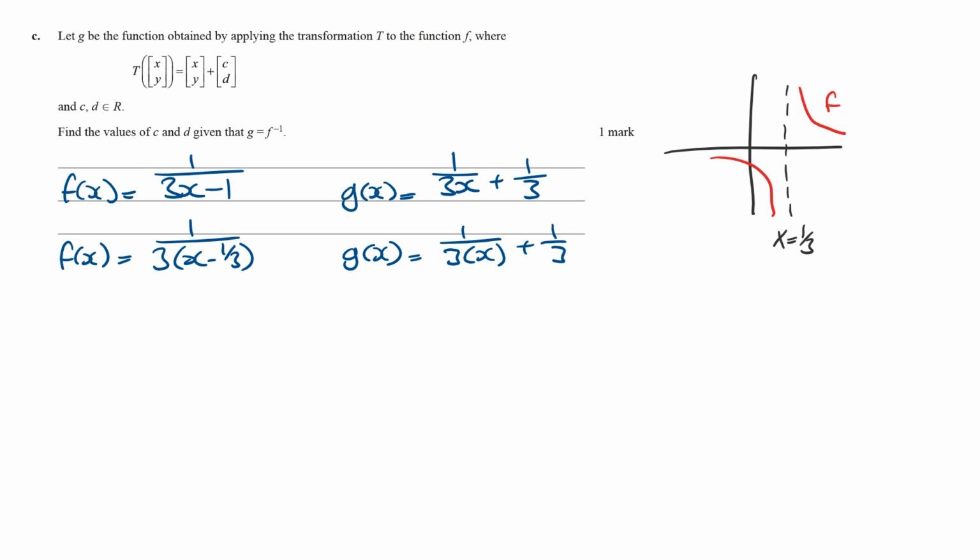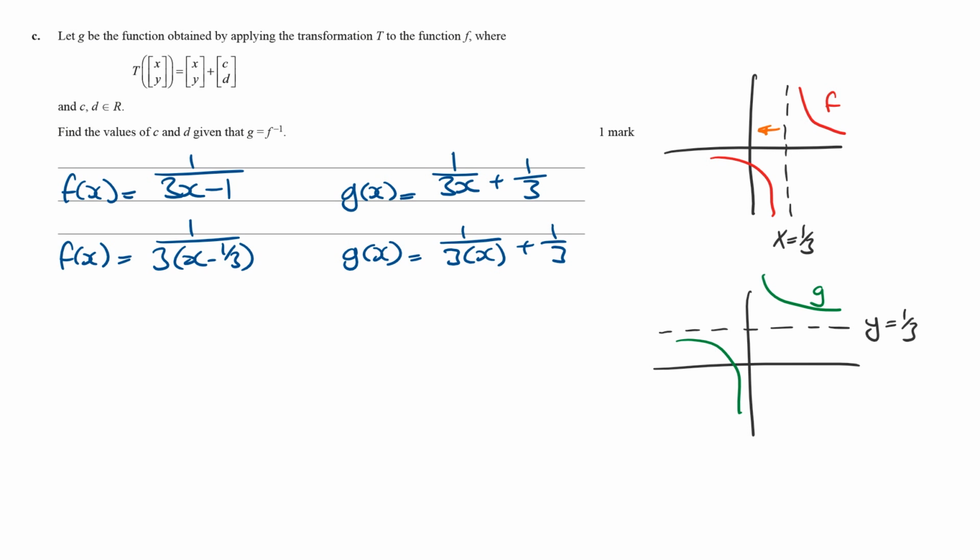The graph of g is also a hyperbola, translated 1 on 3 units up this time, and no translations in the x direction. Sketching the graph of g, this is going to look something like this. To go from f of x to g of x, we would need to translate the graph of f of x 1 on 3 units to the left.